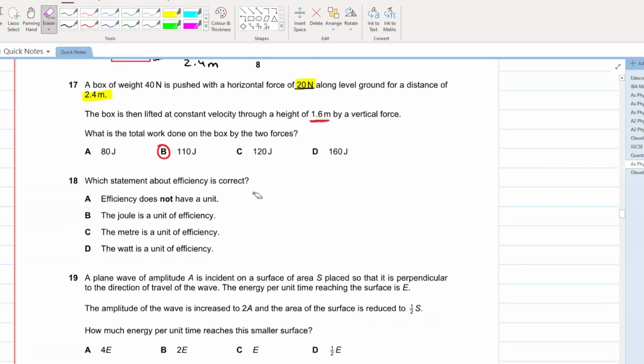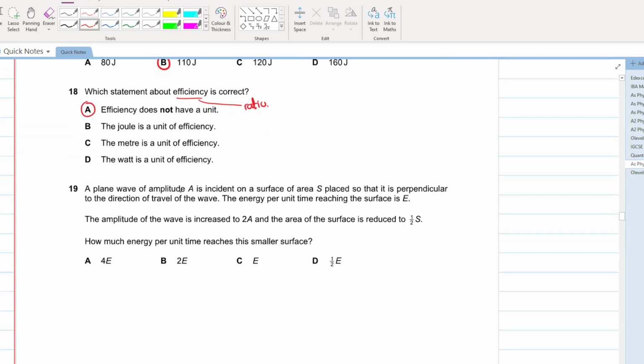Yes. Which statement about efficiency is correct? Efficiency does not have a unit. This is a very correct statement. Efficiency is just a ratio.